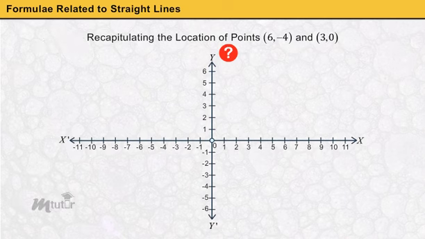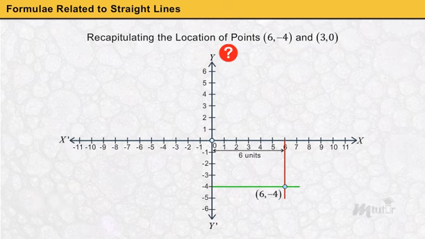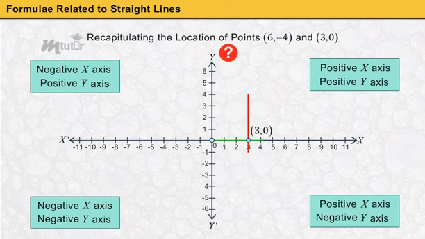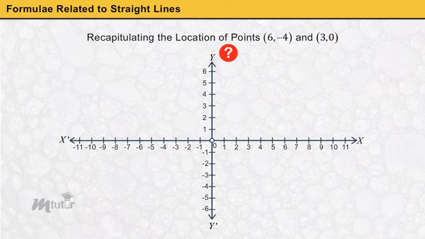Let me recall it now. First, place the point (6, -4) at 6 units distance from the y-axis measured along the positive x-axis and at 4 units distance from the x-axis measured along the negative y-axis. Similarly, place the point (3, 0) at 3 units distance from the y-axis measured along the positive x-axis and at 0 distance from the x-axis. In this way, we can locate the points.